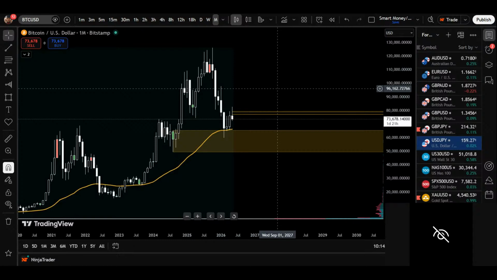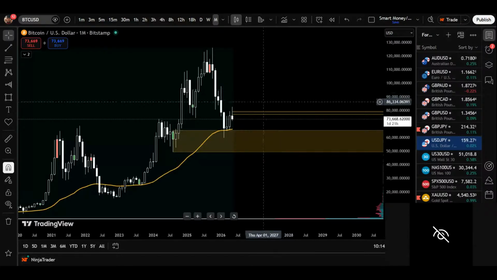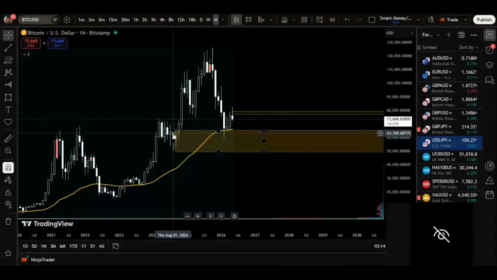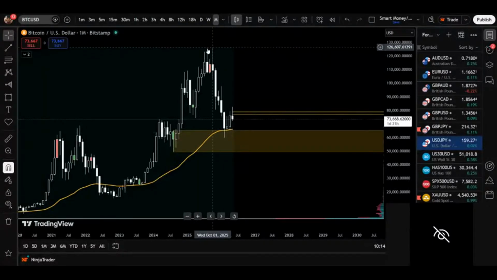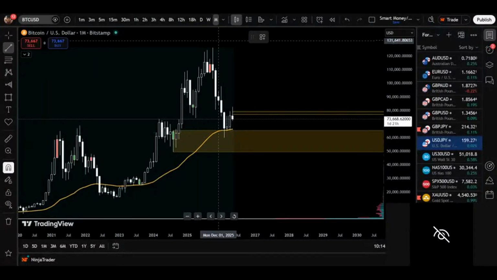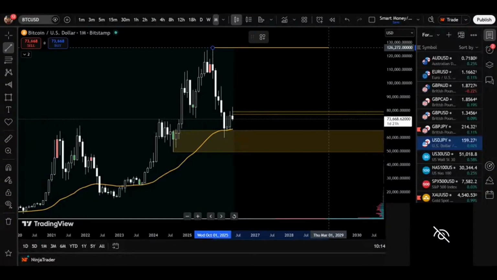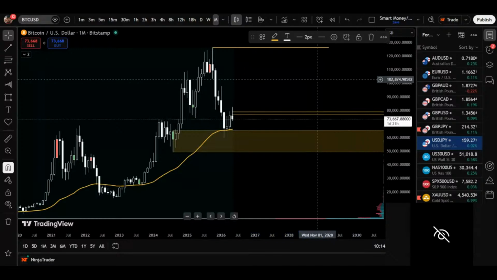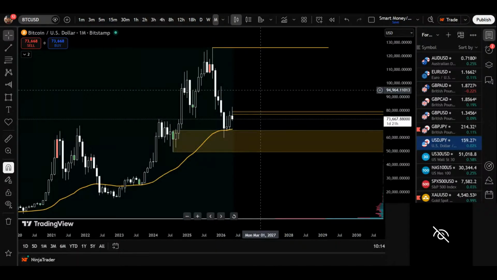Now, Jalen, remember what I said about liquidity, internal range liquidity to external range. I just told this to Lila yesterday during her one-on-one. Price likes to move from internal to external. Internal fair value gap, supply and demand zone. We're at internal, outside the range up here. So I'm expecting Bitcoin to go at least to 126,272.